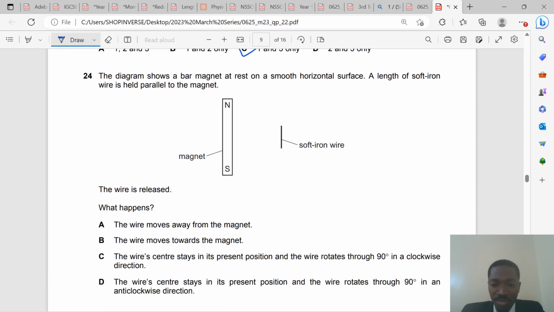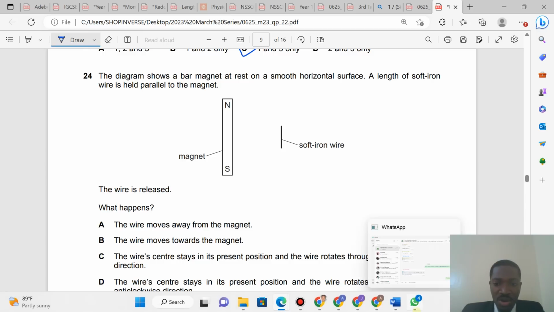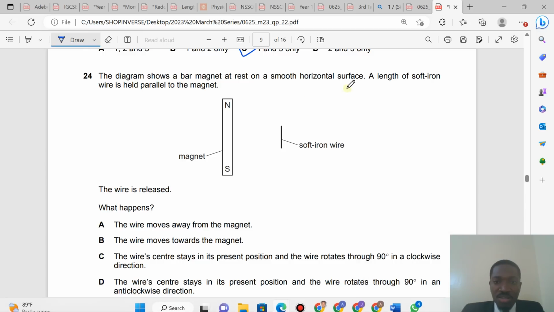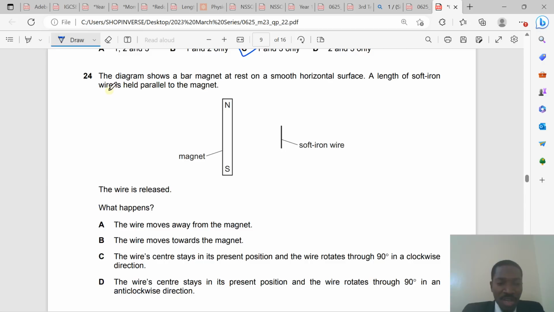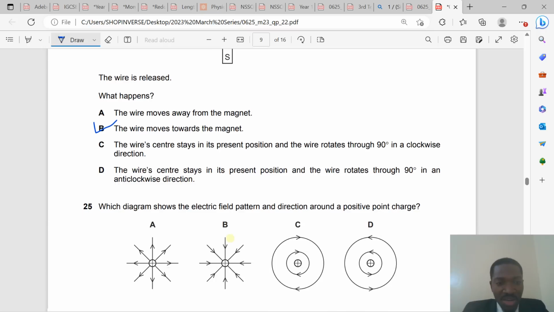Question 24 says, the diagram shows a bar magnet at rest on a smooth horizontal surface. A length of soft iron wire is held parallel to the magnet. This is the magnet, this is the wire. The wire is released. What happens? Since this is iron, the magnet will attract the iron. The wire moves towards the magnet. Correct, D is the correct answer. The magnet will attract the iron.